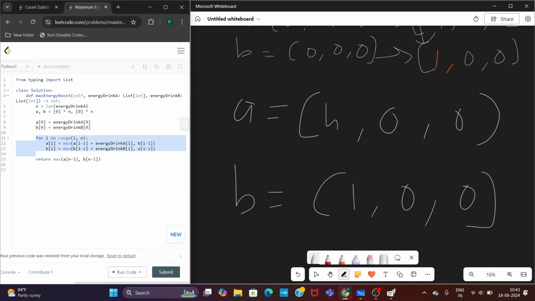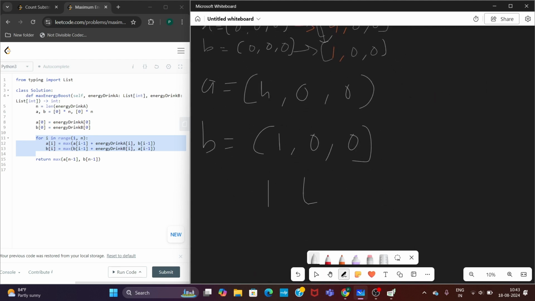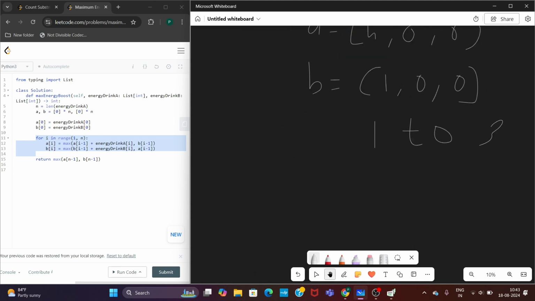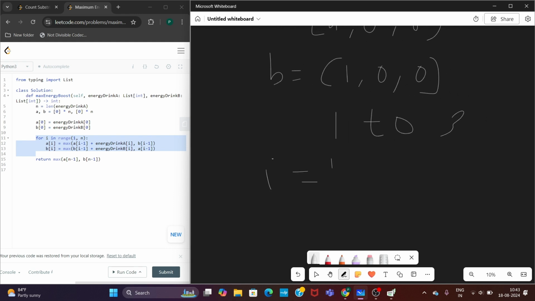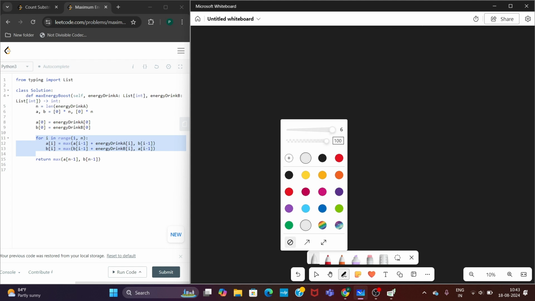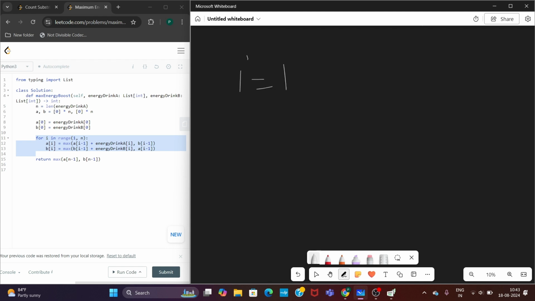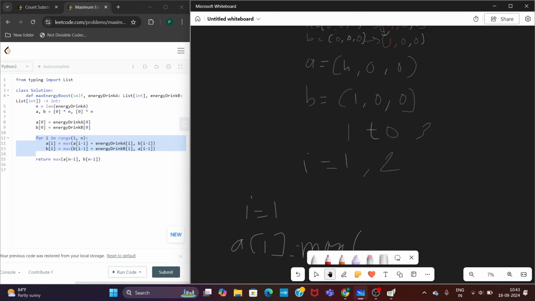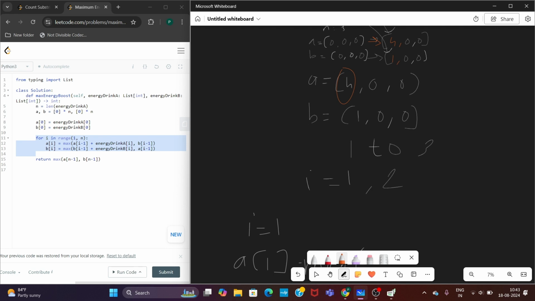Now I will be iterating from 1 to n. In this case, my n is 3, so from 1 to 3 will be iterating. Basically, my I will be 1 and 2 over here. Okay, so let's begin for I equals 1. For I equals 1, my A of 1 will be what? Maximum of A of I minus 1, means the first element over here. The first element is 4 over here. This is my A of I minus 1 and this is B of I minus 1.